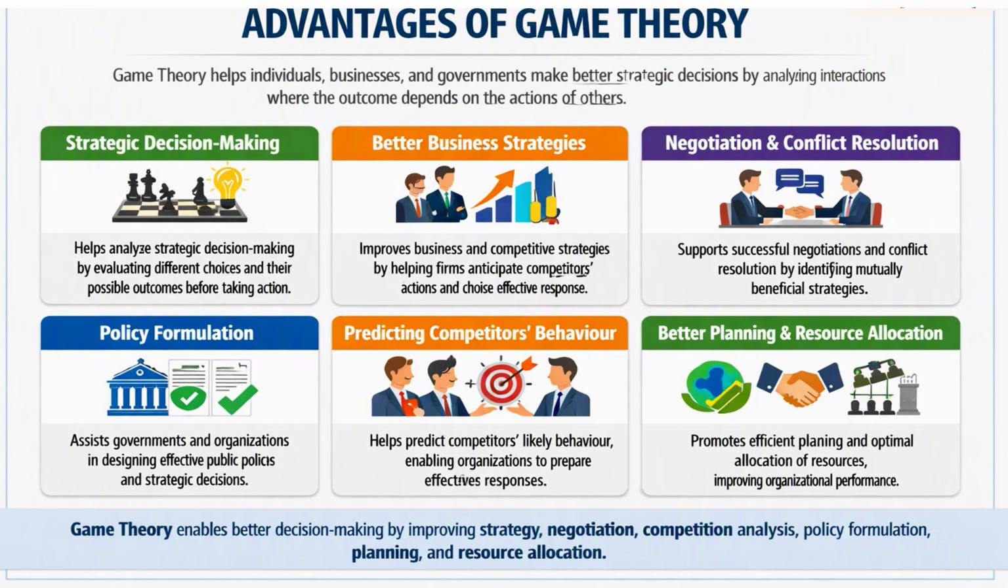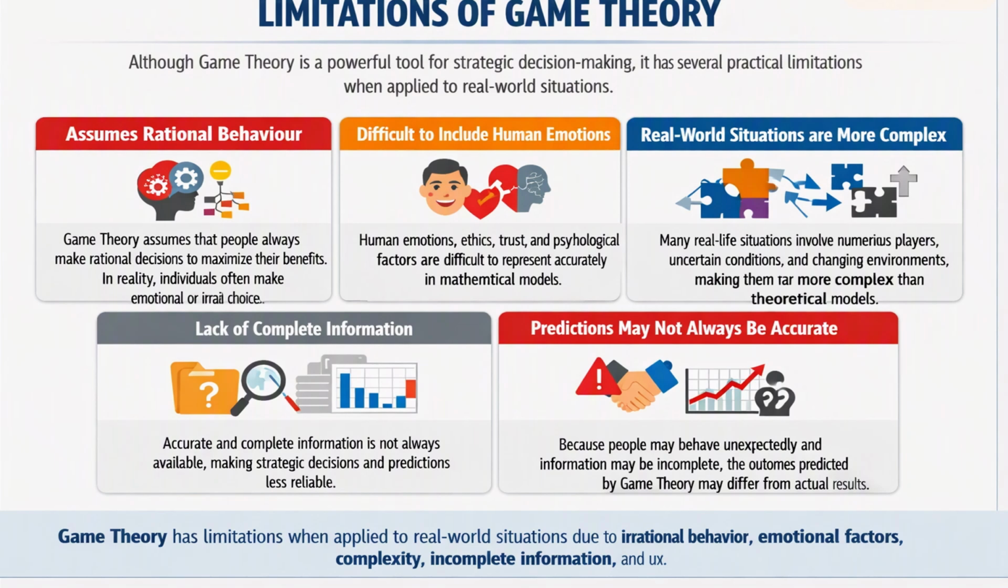Limitations of game theory. Despite its usefulness, game theory also has certain limitations. It assumes that people always behave rationally, which is not always true in real life. Human emotions, ethics, and psychological factors are difficult to include in mathematical models. Many real-world situations are much more complex than theoretical models. In addition, accurate information is not always available, making predictions less reliable.